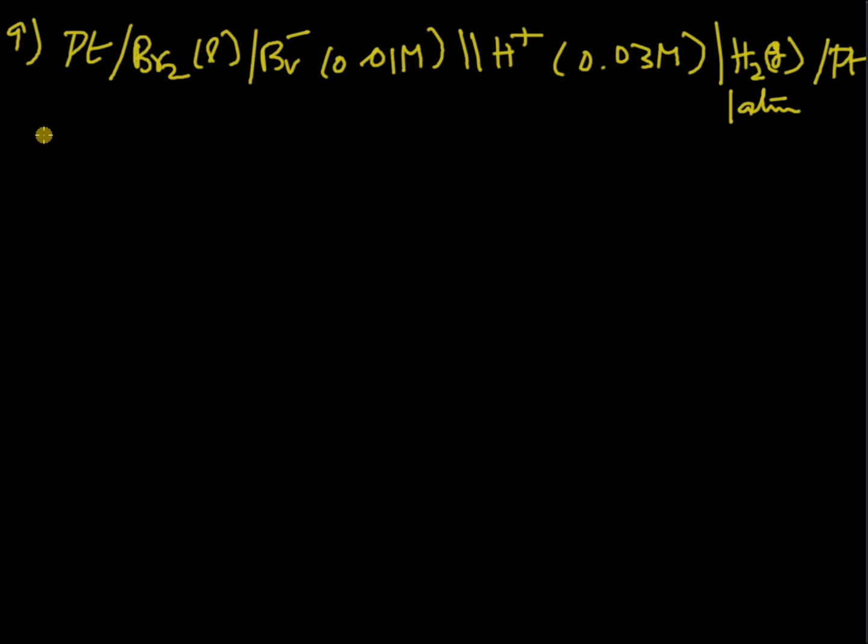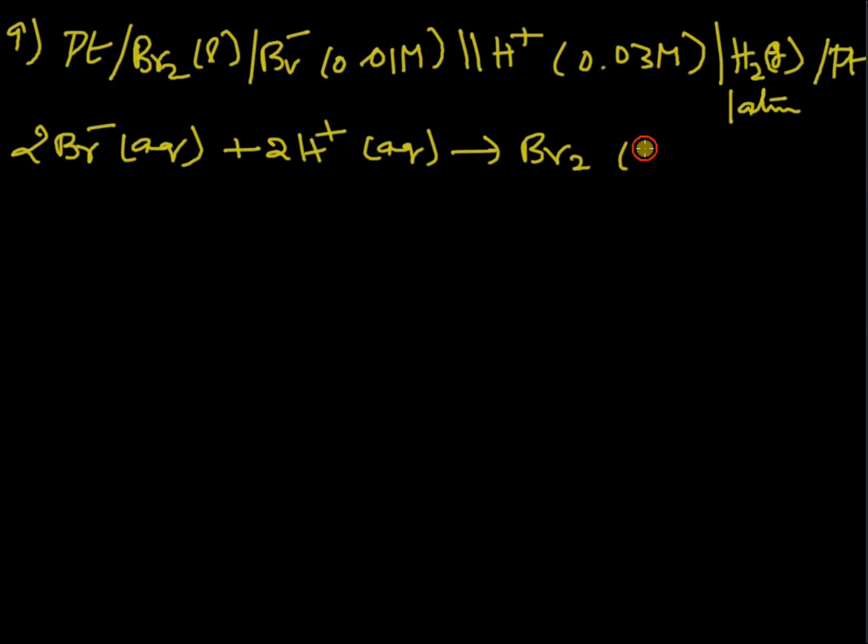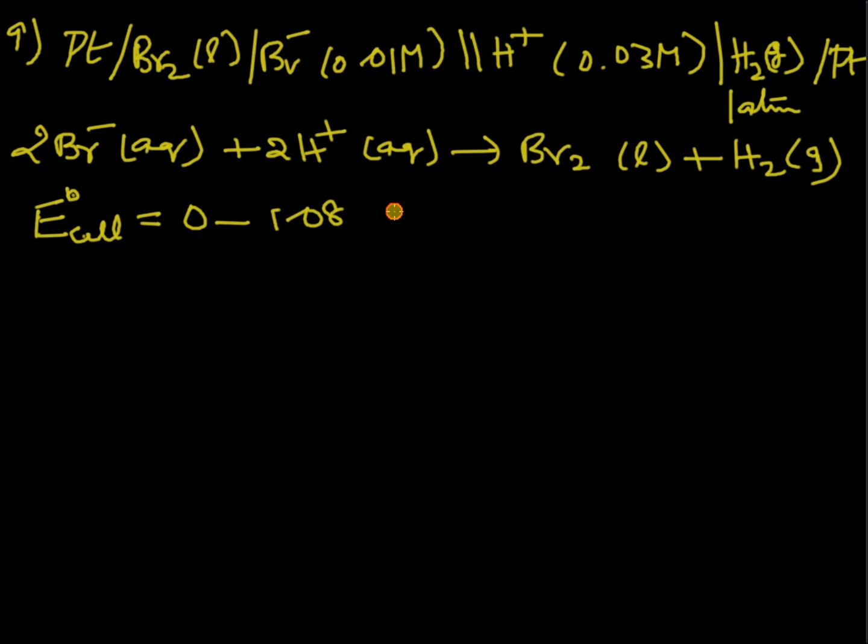The equation for the cell reaction would be 2Br minus aqueous plus 2H plus aqueous giving Br2 liquid plus H2 gas. E0 cell for this is 0 for the hydrogen electrode minus 1.08 for the bromine electrode. So it has a negative value of minus 1.08.